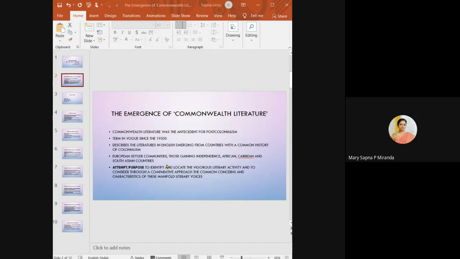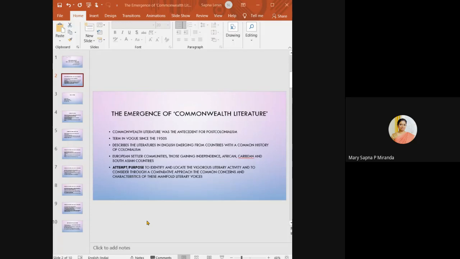So this particular term describes the literatures. It's not just one kind, many kinds. Literatures in English coming from the countries with a common history of colonialism. So all these countries are unified and united by their shared common history. And what is that history? That once upon a time, all these countries were under the rule of the British Empire. We are mainly talking about the British Empire because that was the biggest colonizer.